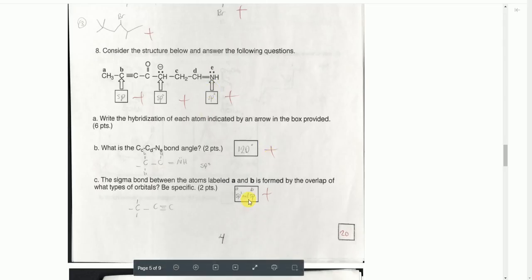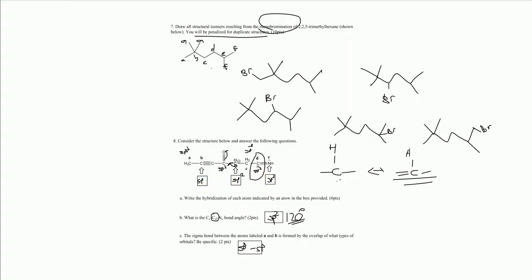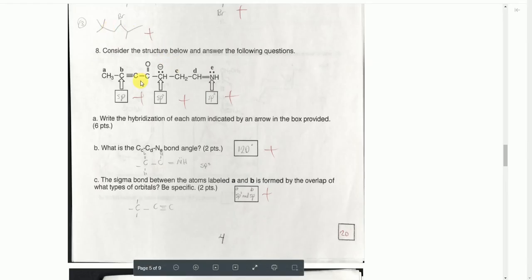The sigma bond between the atoms labeled A and B is formed by the overlap of what types of orbitals? So between A and B, this is sp3, this is sp. So sp3, sp. And just look at the answer, this is what you write. So sp3 and sp, 120. And I said sp, sp2, sp2, sp, sp2, sp2. So these are the correct answers.